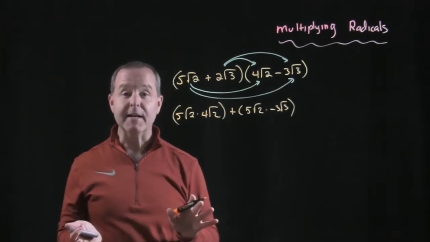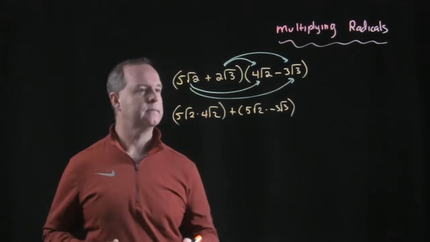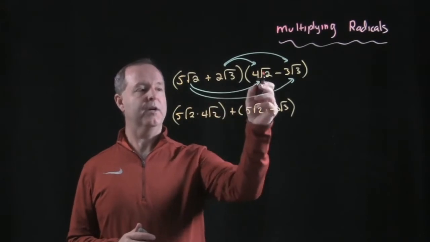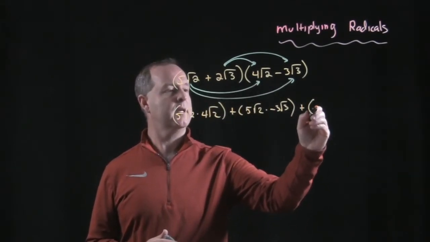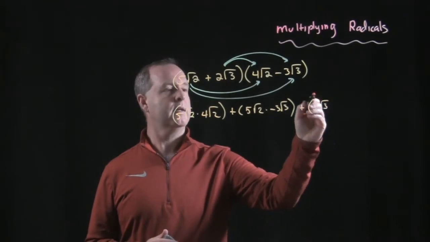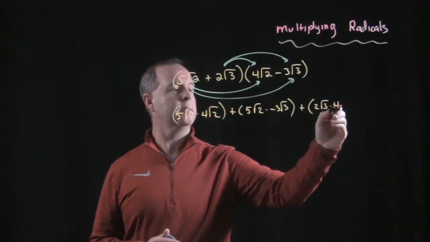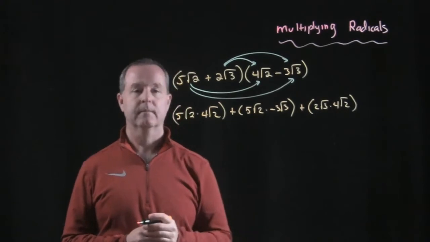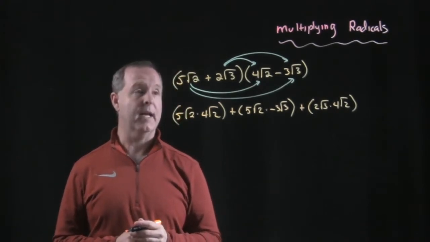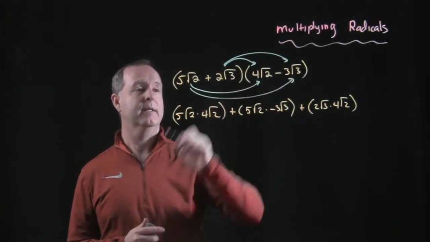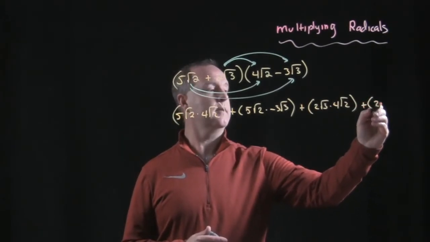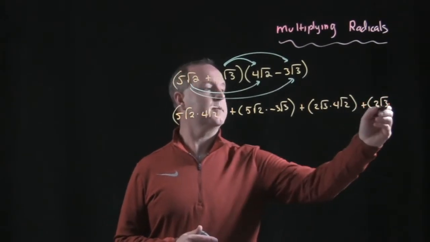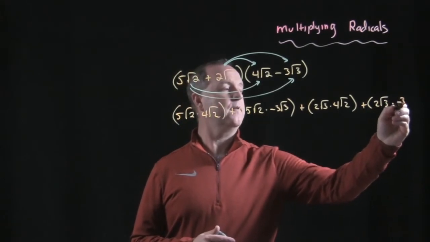All right, halfway done. Shake it out. All right, then I'm going to do my inner terms. So let's add those to it. So this becomes a 2 root 3 times a 4 root 2. And the last set of combinations I need to correspond with are my last terms. My 2 root 3 times a negative 3 root 3.